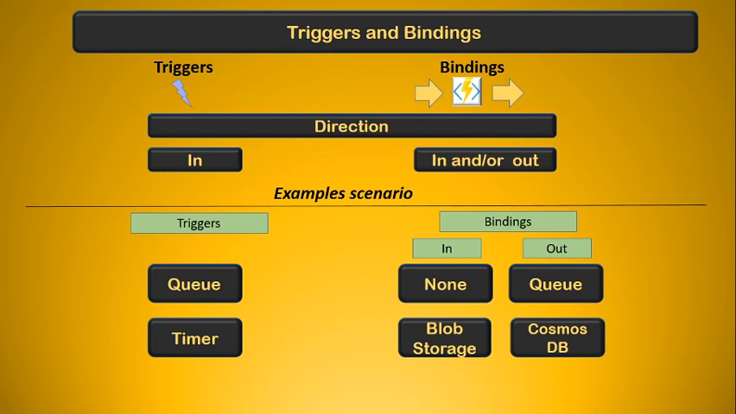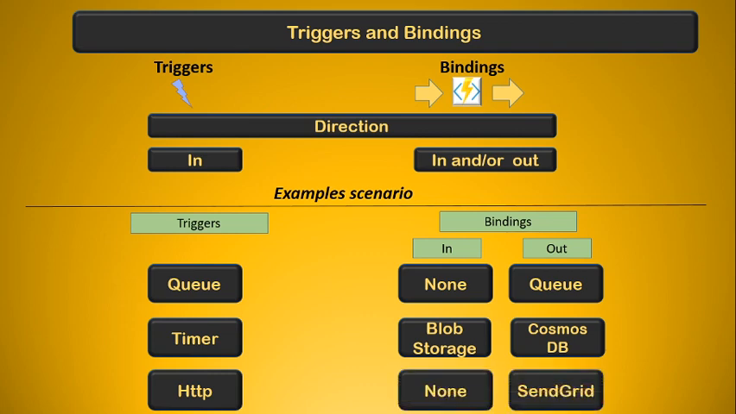Now let's consider a third scenario, where you want to develop an API where, after the request is received, you want to send a message via email. So in this case you will use an HTTP trigger, because it is an API, so it will be triggered based on the request. For the bindings, since you want to send an email, you are going to use SendGrid for the out direction, because you are not accessing any data whenever the function starts the execution, so the in direction will be none. But for the out direction you are using SendGrid. By using SendGrid you can send messages through email. So these are a few scenarios for the triggers and the bindings.